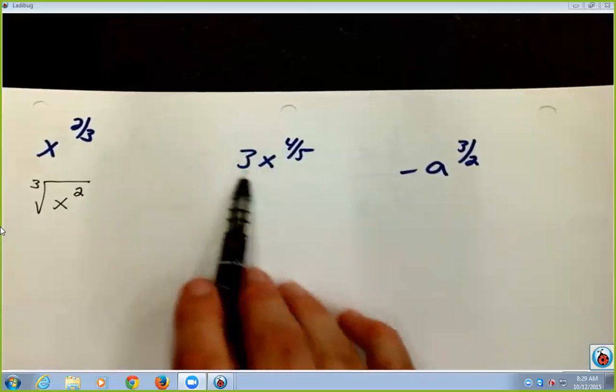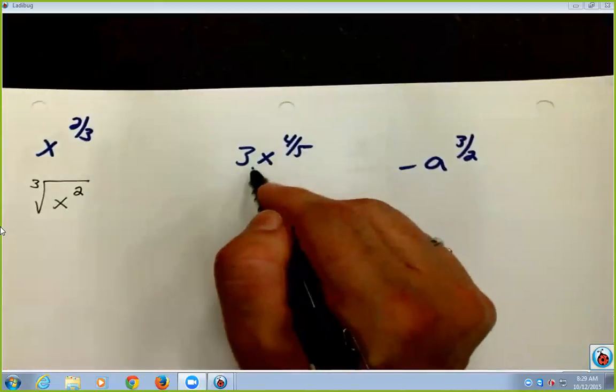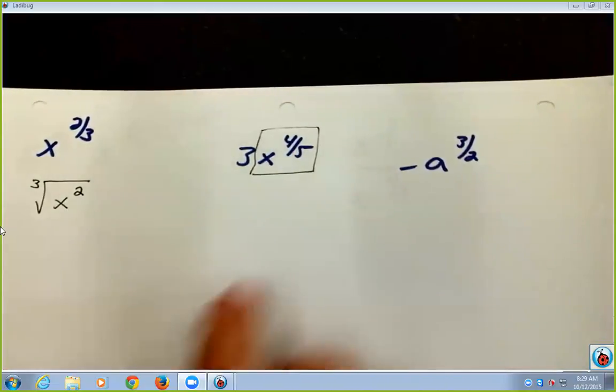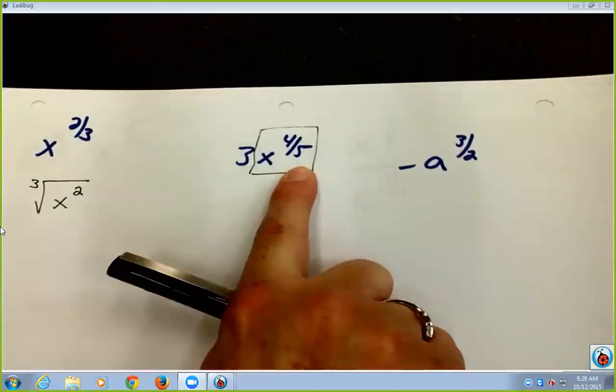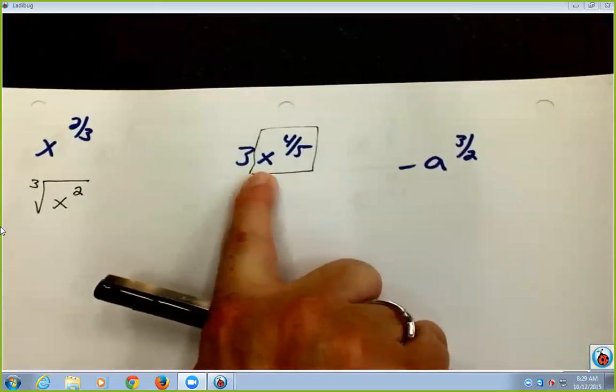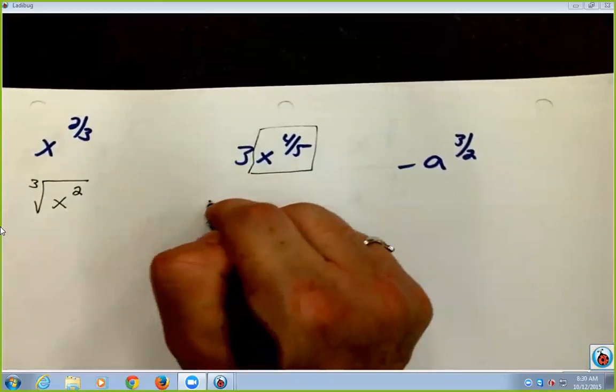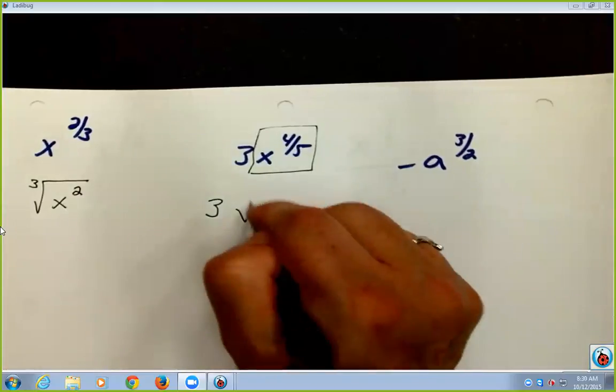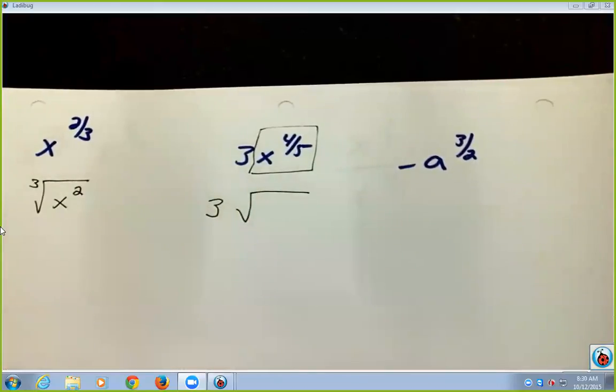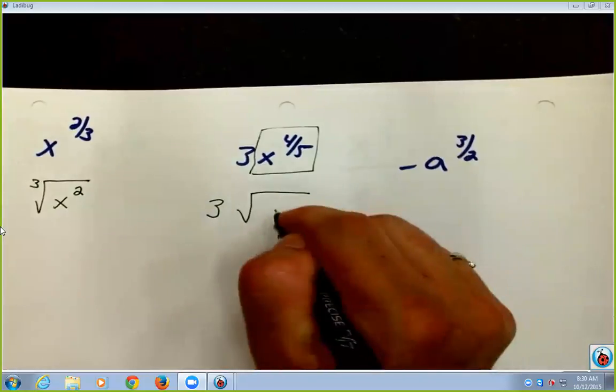So what about this thing? Well, in this case, the 4/5 only pertains to the x, not this 3. So the 3 is going to sit outside. We're going to have a radical sign. X is my base.